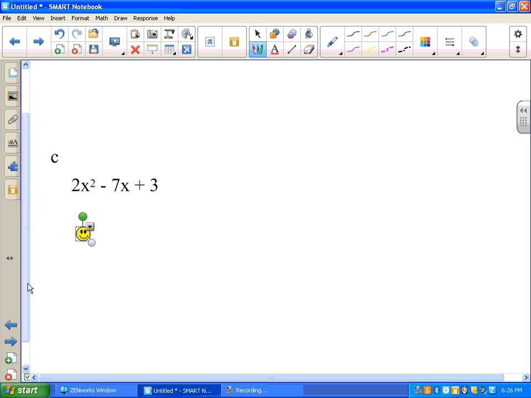This one, we're going to use the quadratic formula, which is x equals -b plus or minus the square root of b squared minus 4ac all over 2a. You notice that our axis of symmetry equation is right there, x equals negative b over 2a. A is the number of the leading coefficient in front of the x squared, b is our linear term, and c is our y-intercept.